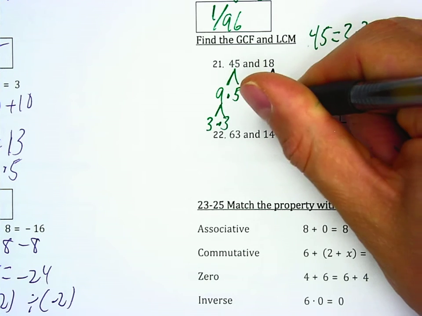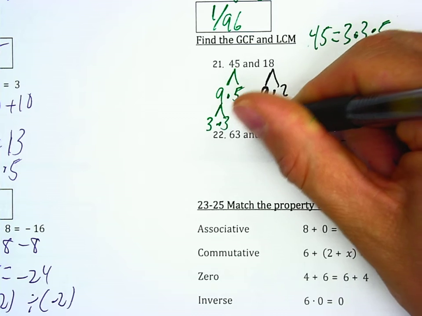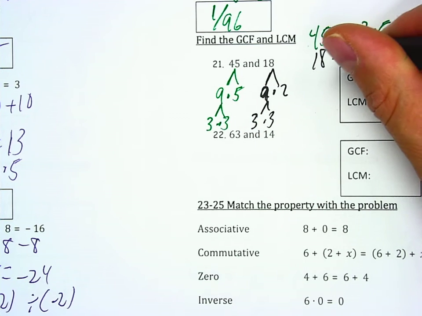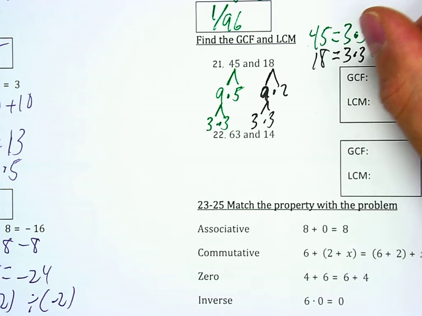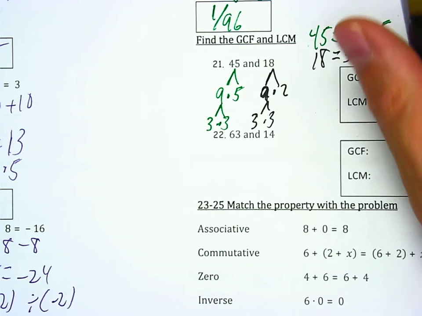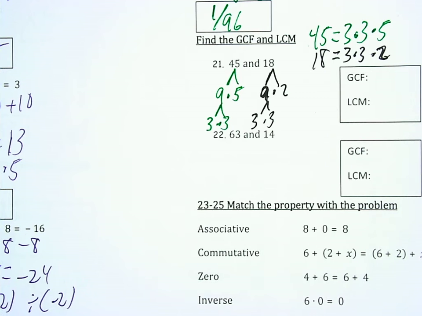And again, that 9 is a pair of 3s, 3 times 3. So that 18 is 3 times 3 times 2. There'll be lots of partial credit assigned just for having this right here, for breaking down the numbers properly. So, the greatest common factor is the items that are shared between the two factorizations.